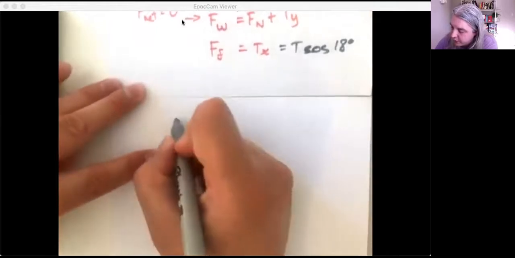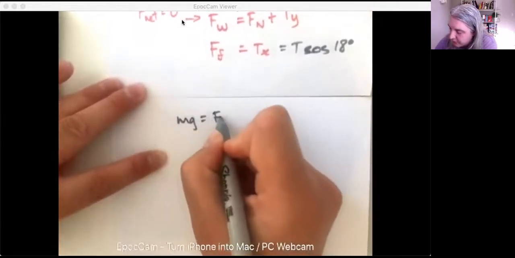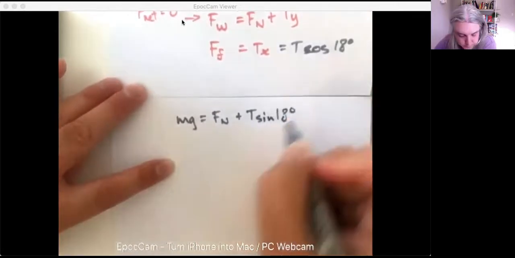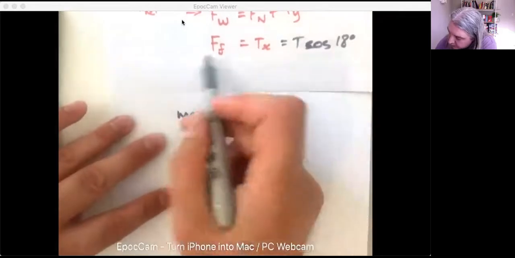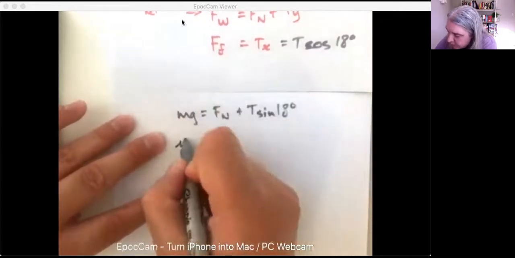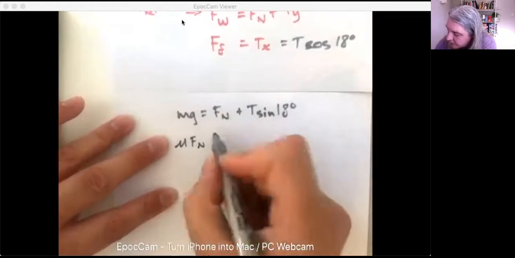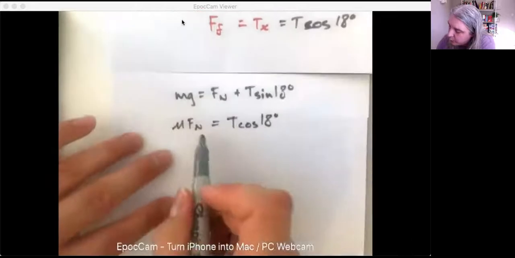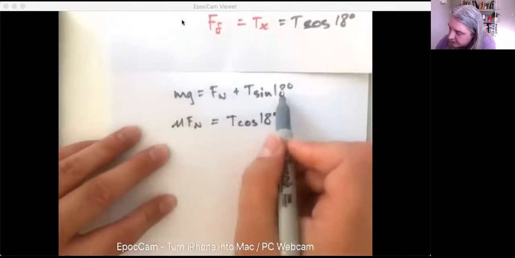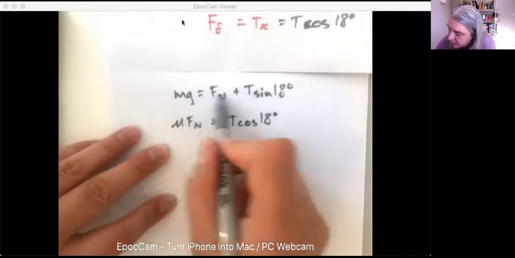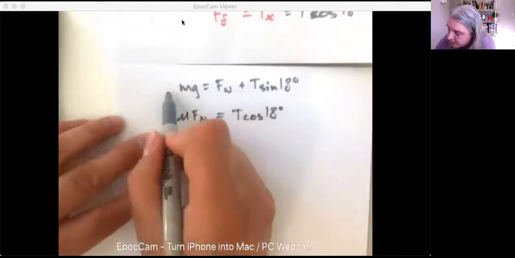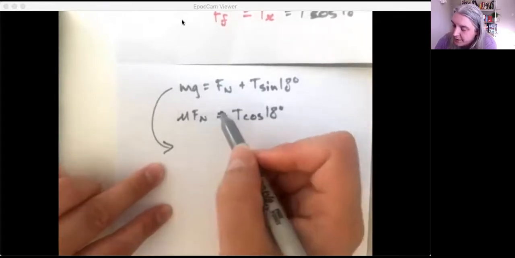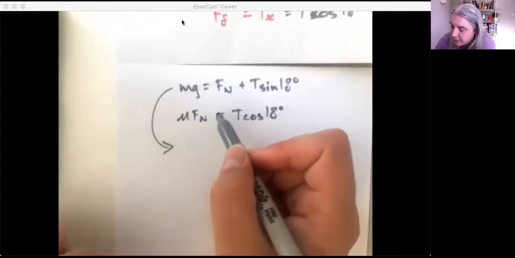Fw is equal to mg. So we've got mg is equal to Fn plus T sine of 18 degrees. And we also have the friction force, which we know is mu times Fn is equal to T times the cosine of 18 degrees. We don't know Fn, but we do know the rest of this thing here. So what we can do is rearrange this one to be in terms of Fn and then put it into this one.